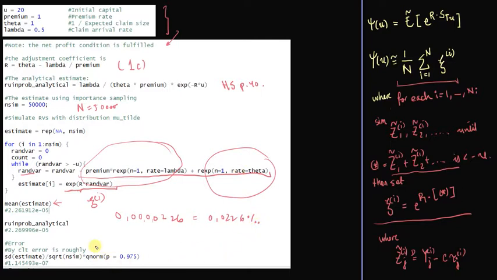The analytical ruin probability is actually very, very close. It's 0.0227. We do have a little bit of error due to the simulation, but it is quite close, because the error occurs on this spot here, right?